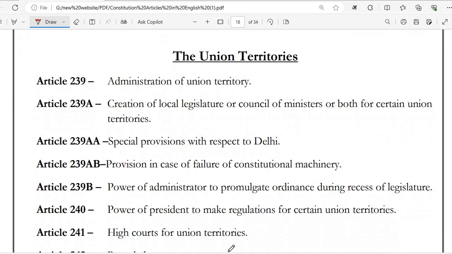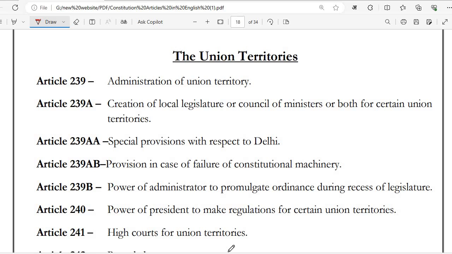Union Territories, administration of Union Territories. Union Territories are administered by the Union or central government. Article 239A, added later on, provides for the creation of a local legislature or council of ministers in Union Territories. Parliament has created or may create a legislature or council of ministers, and presently Pondicherry and Delhi have a legislature or council of ministers. 239AA, special provision with respect to Delhi.